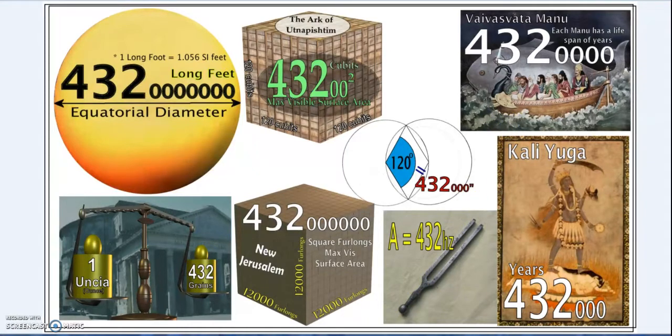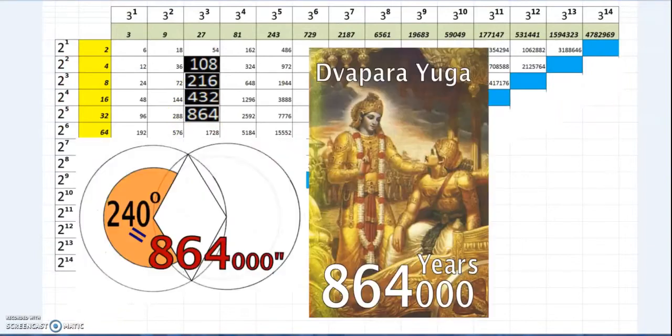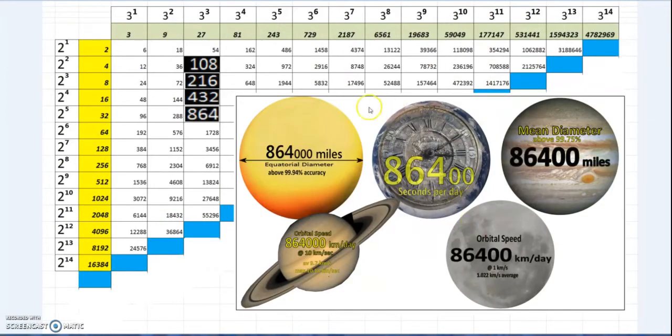So 432, now we double that once again and we get 864. And 864, well, once more, the Yugas, the Dvapara Yuga, 864,000 years. Once more, the Vesica, 240 degrees. The outside angle of a rhombus is 864,000 seconds. Again, 864,000. But it extends, okay, so the sun, the earth, the moon, Jupiter, and Saturn.